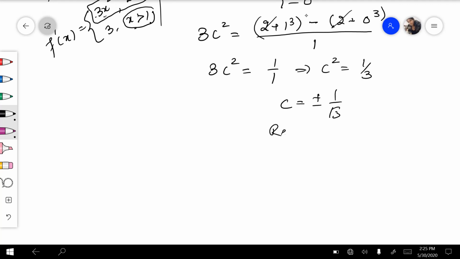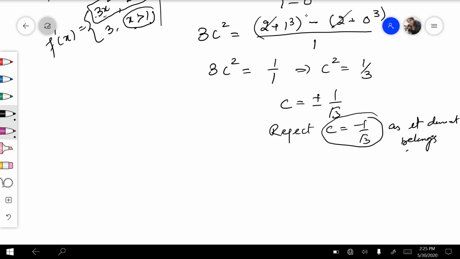Reject c is equal to minus 1 by root 3 because it is not between 0 and 1, as it does not belong to 0 to 1. Hence, c is equal to 1 by square root of 3 and hence LMVT is verified.